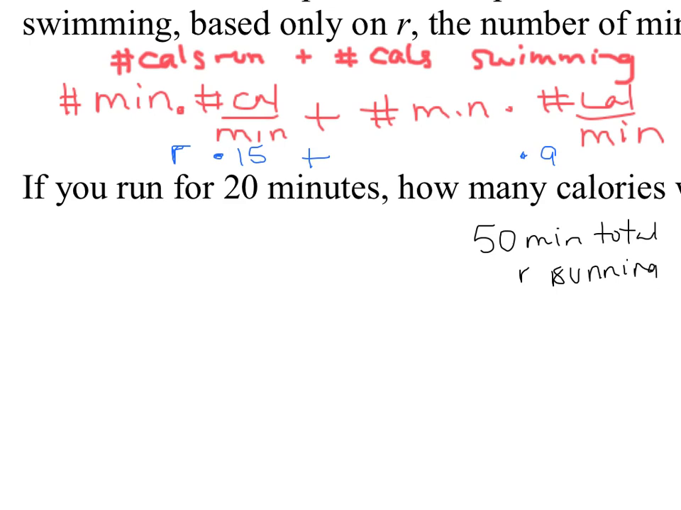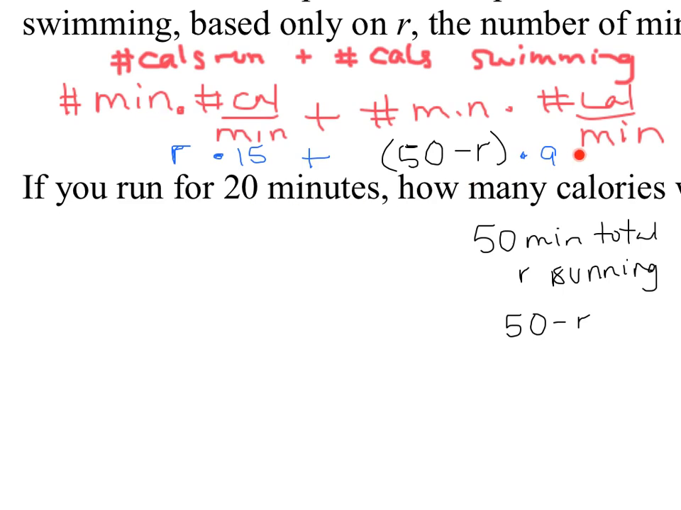So if you wanted to figure out how much time would be left over for swimming, you would subtract. You'd take the total amount of time, subtract the running, and you're left with swimming. So that's what's going to slide in here, 50 minus r. So again, the number of minutes you spend swimming is 50 minus r. The number of calories is 9 per minute. Over here, the number of minutes you spend running is r. Calories per minute is 15.